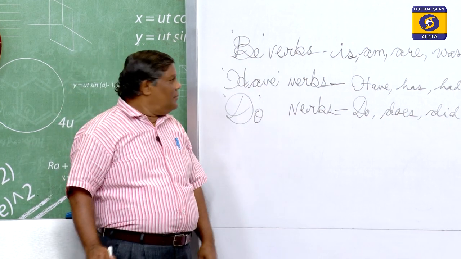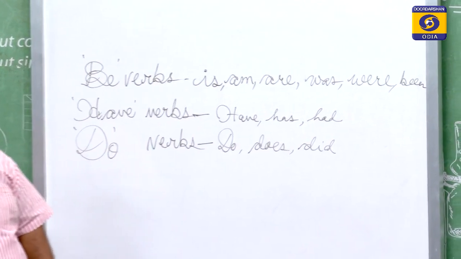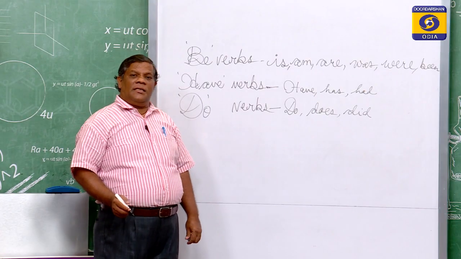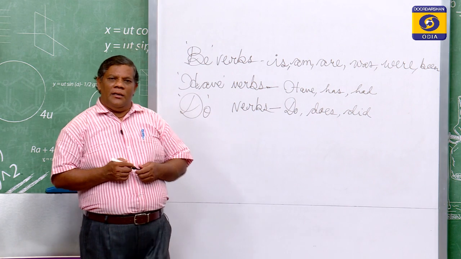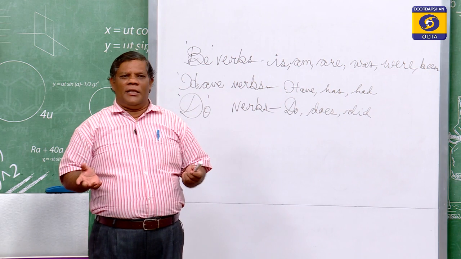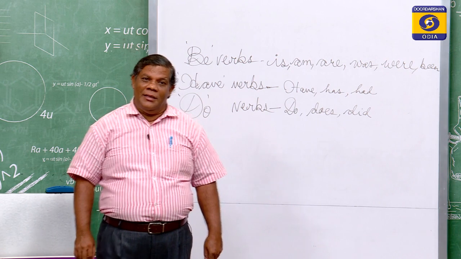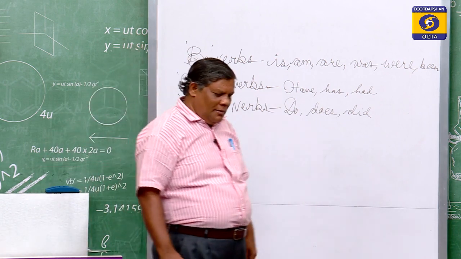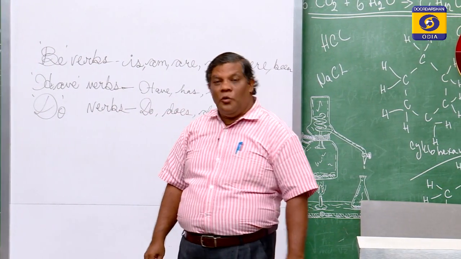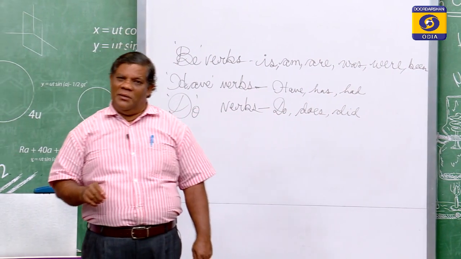These verbs are called primary auxiliaries because they can be used as main verbs, and they can also be used as auxiliary verbs. For example, be verbs: he is a doctor. Here is is the main verb because that is the only verb. When there is only one verb in the sentence, that must be the main verb. The main verb must be meaningful itself. Only one verb means main verb. More than one verb means one main verb and other auxiliary verbs may be there.